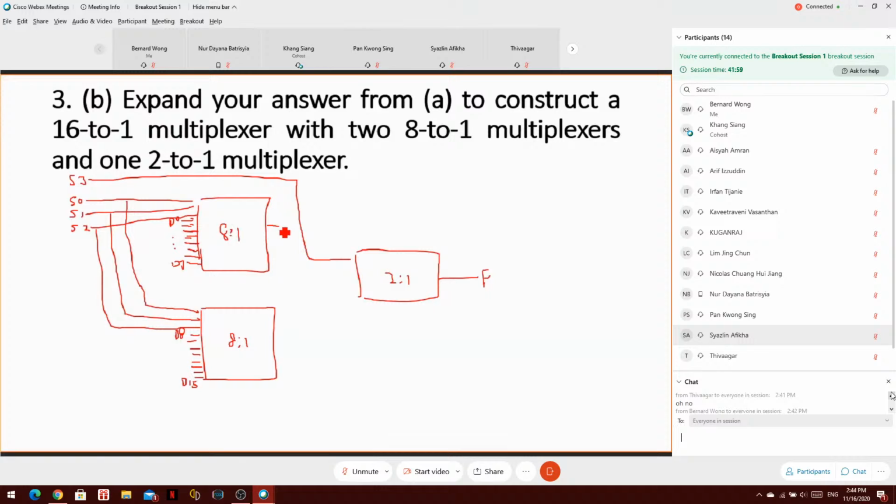And then of course you need your output. The output is here, going here, this one is the output, and then another output, the second output, going here. Because you have 2 to 1, you only need 1 selector line, your S3, to select it. So overall you have 4 selector lines, a total of 16 data inputs, and when you go in, something like that.